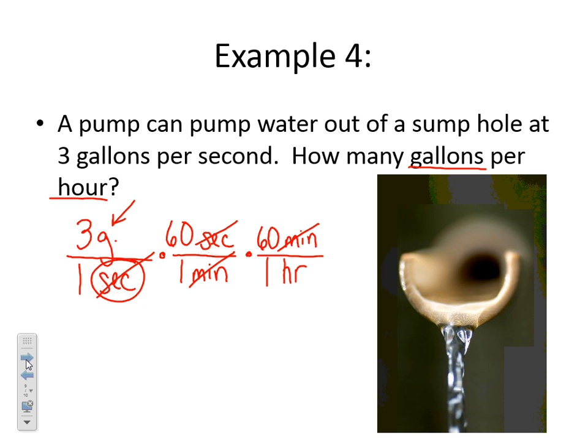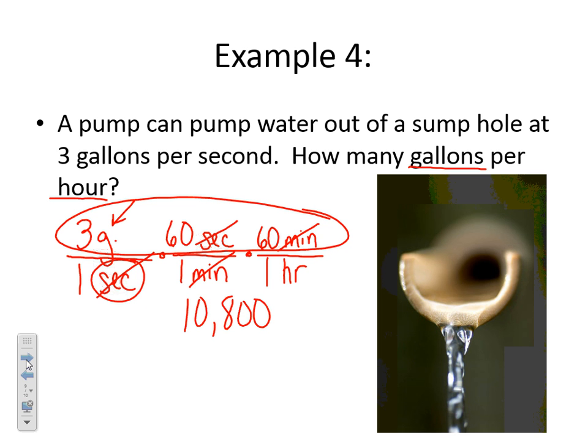So now we just do what the math tells us to do. 3 times 60 times 60, 10,800. 1 times 1 times 1 is just going to be 1. So my answer is going to be 10,800 gallons per hour.